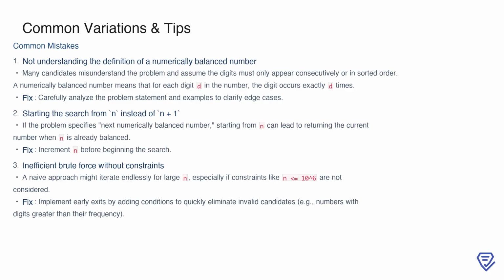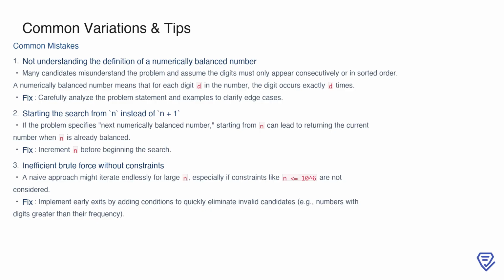One common mistake when solving this problem is misunderstanding what a numerically balanced number actually means. Some people think the digits must appear consecutively or in sorted order. However, the correct definition is that for each digit d in the number, the digit must occur exactly d times.